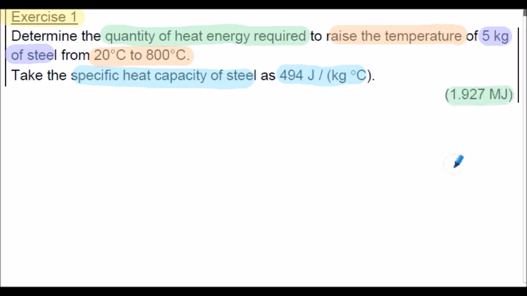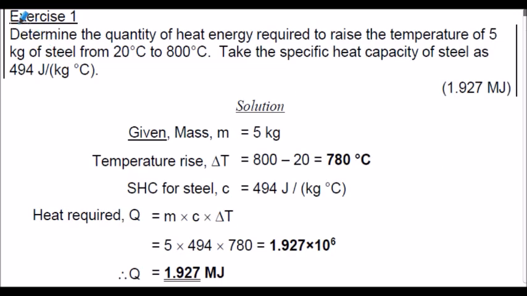I would encourage you to stop the presentation and attempt exercise 1, but the full worked solution is shown on the following slide. So exercise 1 is the solution. I'm going to let you review these solutions at your own pace. Just note when calculating the temperature rise, delta T is always the final temperature, as given in the question, minus the initial temperature, given in the question, to calculate the change in temperature. The final value of heat energy Q was stated in megajoules.